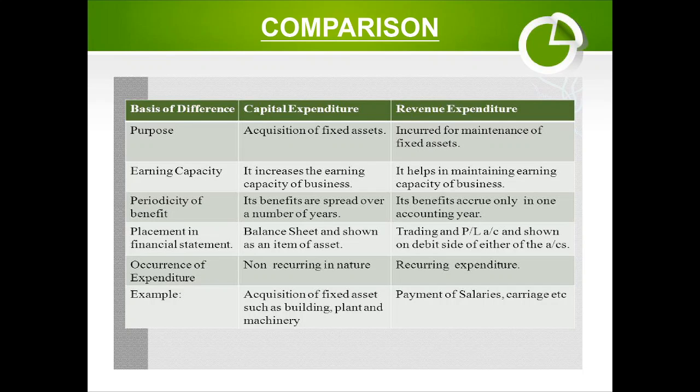Capital expenditure is shown in the form of fixed assets in the balance sheet, whereas revenue expenses are debited to the trading and profit and loss account. Capital expenditure is an investment activity, non-recurring in nature, whereas revenue expenditures are recurring, repetitive in nature. And a few examples we have already seen. So I hope this will help you to identify capital and revenue expenditure.